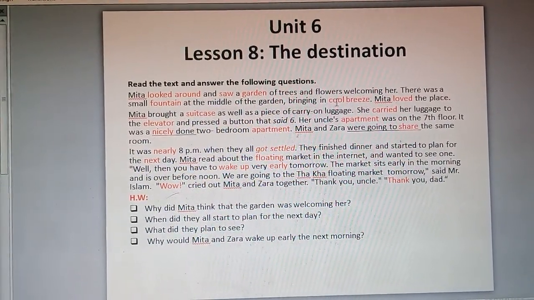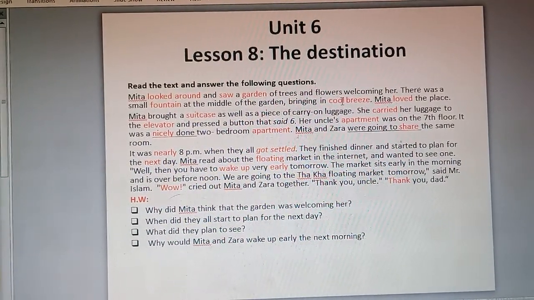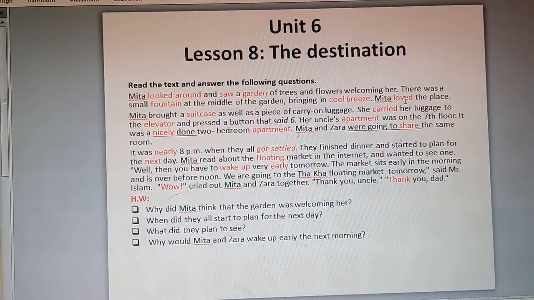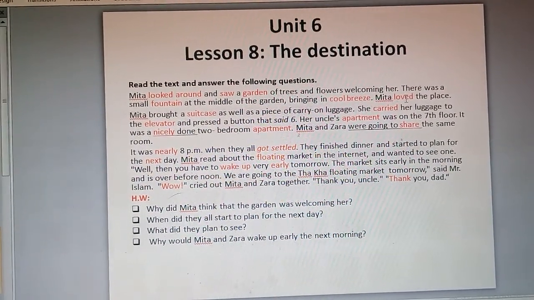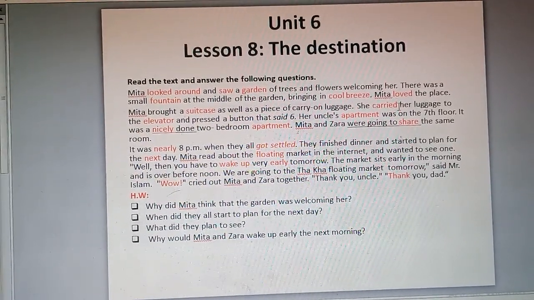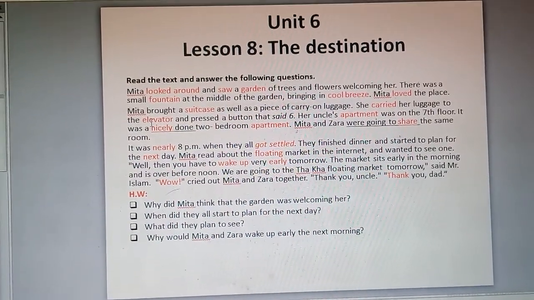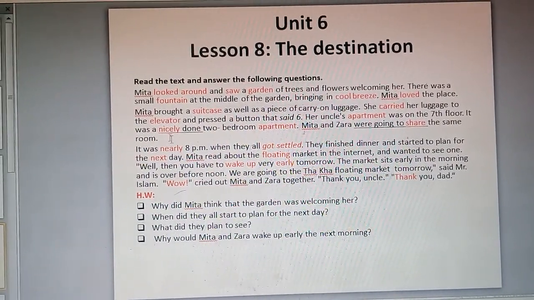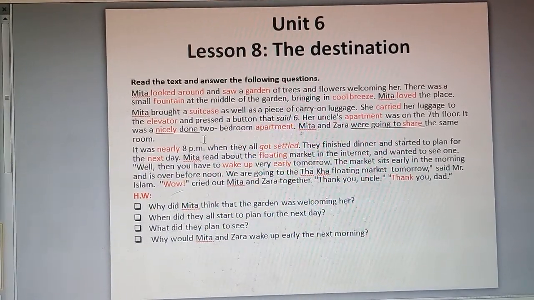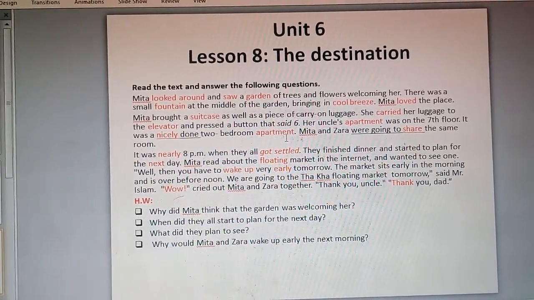Then cool, it can be replaced by frigid or frosty. Then breeze, it can be replaced by wind. Then love, it can be replaced by adore, A-D-O-R-E. Suitcase, this can be replaced by handbag. Carry means bring, it can be replaced by bring. Elevator, it can be replaced by lift. Nicely, amazingly or wonderfully. Then apartment, it can be replaced by flat.